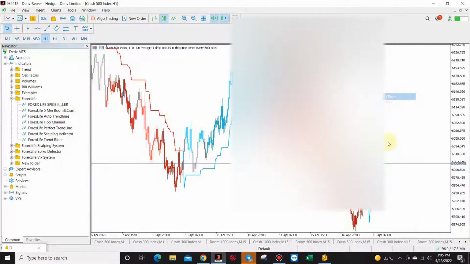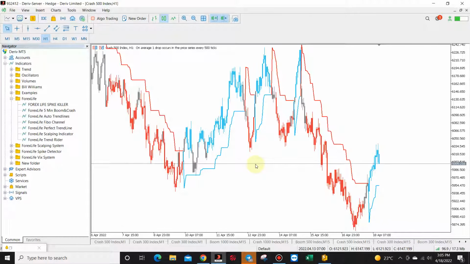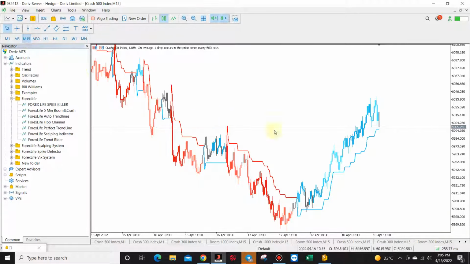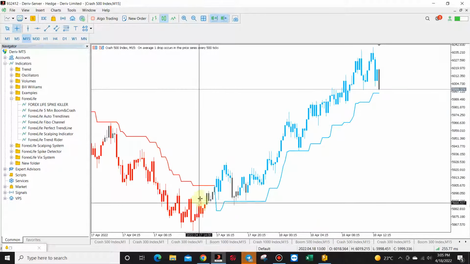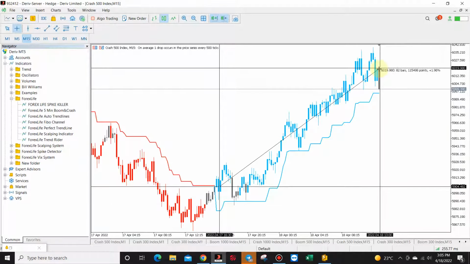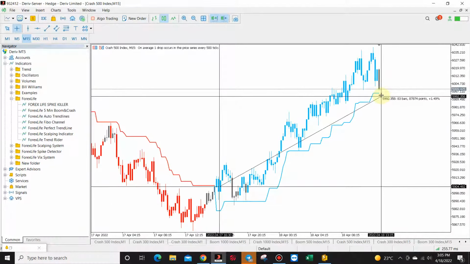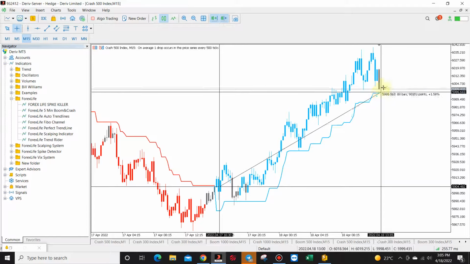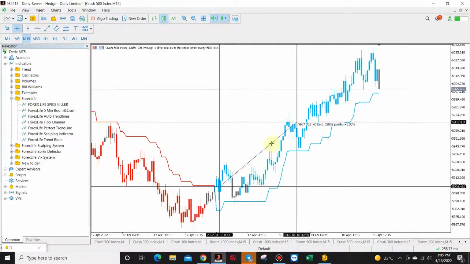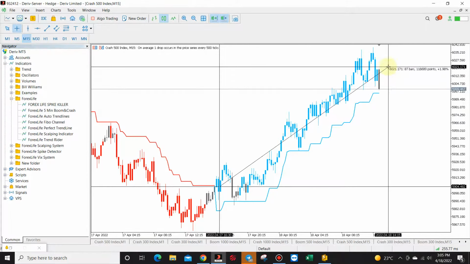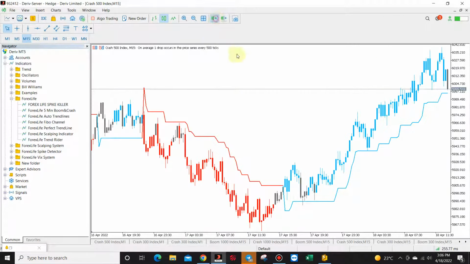Okay, let's just load the template. Move over to the 15-minute time frame, and we can see over here that Crash 500 is still in an uptrend. Yes, it gave a few spikes now. However, it is still in an overall uptrend. There's no clear indication saying that the trend has reversed and it's going into a downtrend.